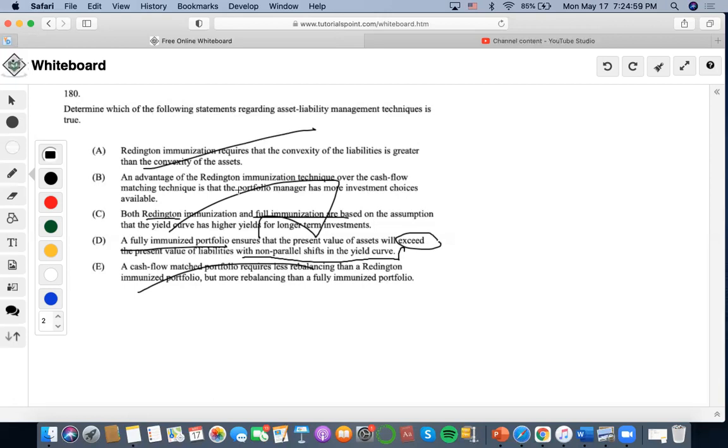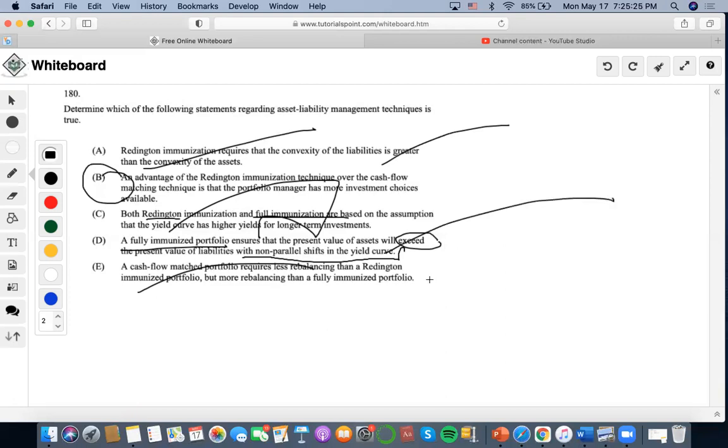And I wouldn't be able to think of any other explanation of why B is correct besides the fact that I was able to easily get rid of the other answer choices, and that's why I chose B. But we definitely know A is not true. We definitely know D is not true.